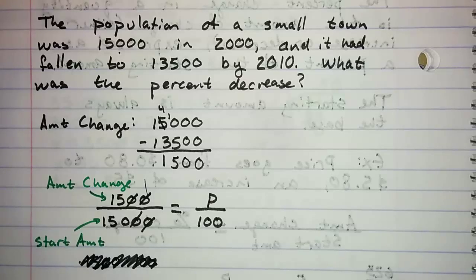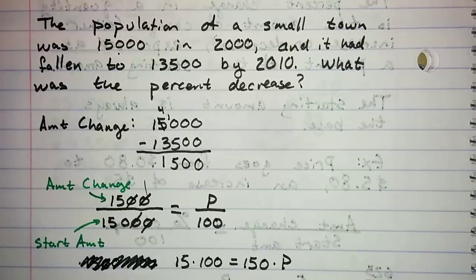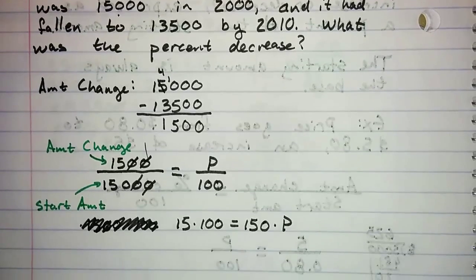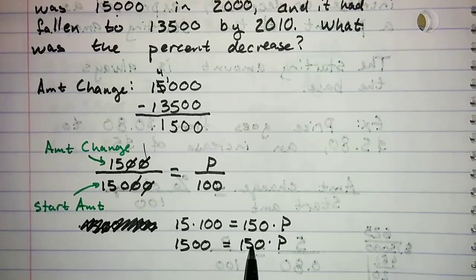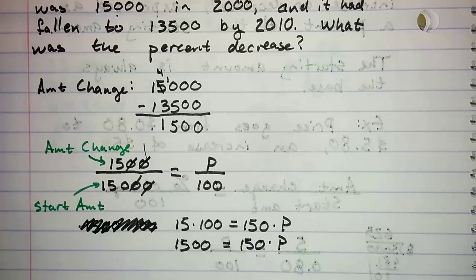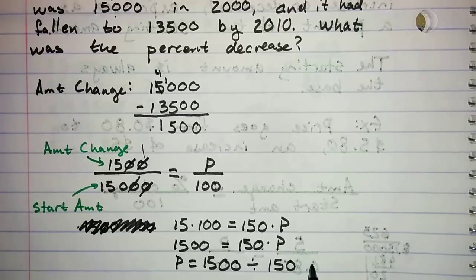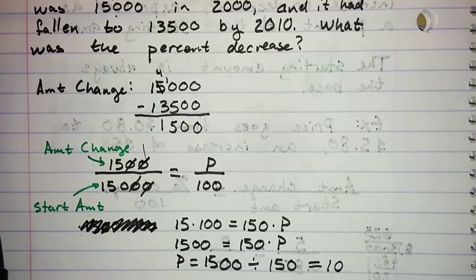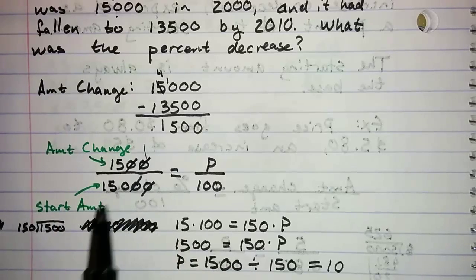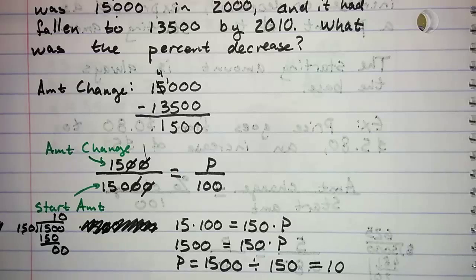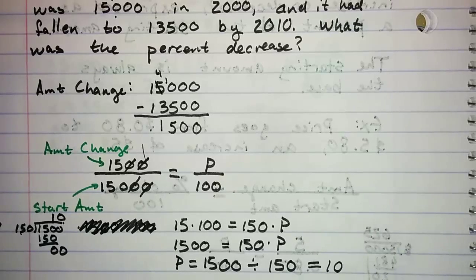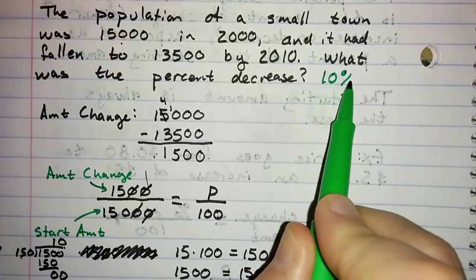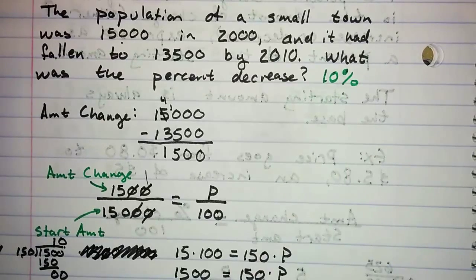Now what do? We cross multiply, get 15 times 100 is 150 times p. So what do I need to multiply 150 by to get 1500? Maybe you can see just by looking that this is going to work out to 10. Or maybe you'd like to write this out. 150 goes into 150 exactly once. Nothing left. So when we write out the division, we do in fact get 10. What is the percent decrease? 10%.